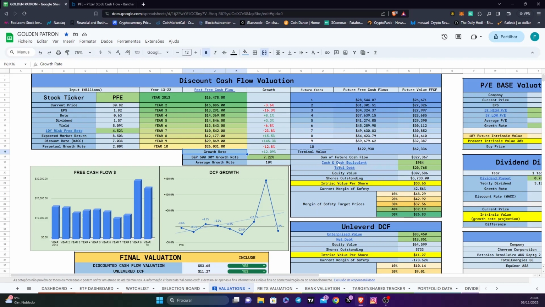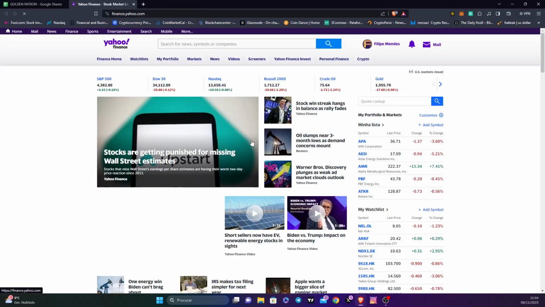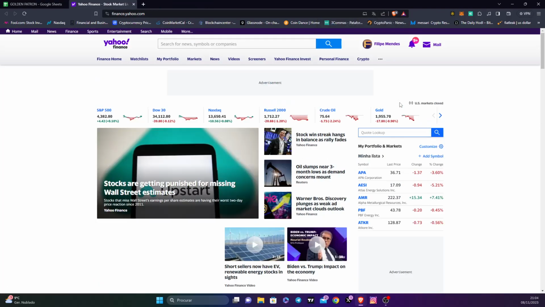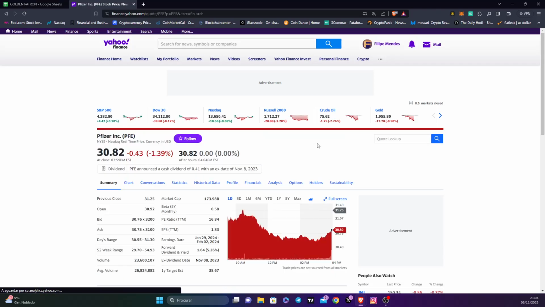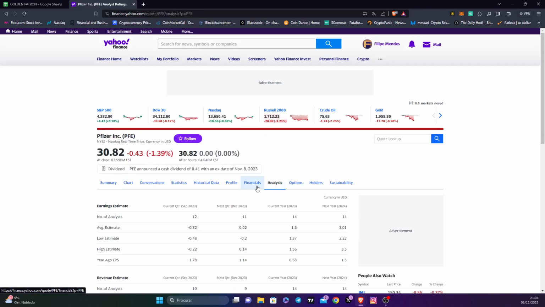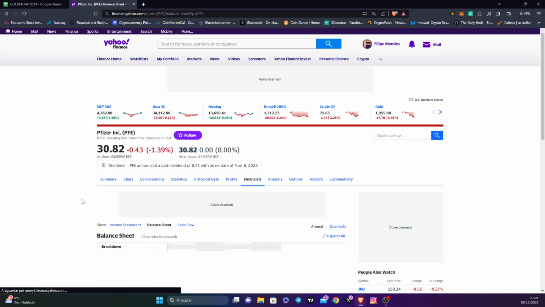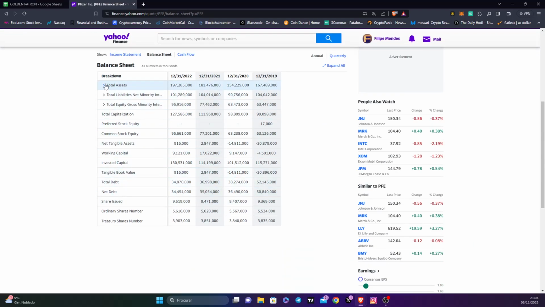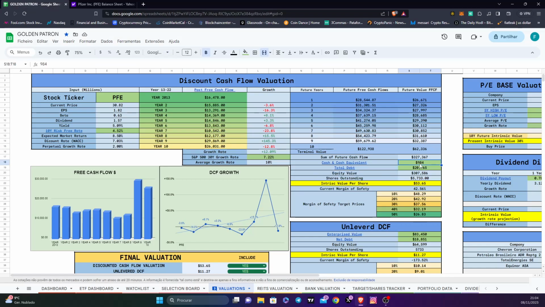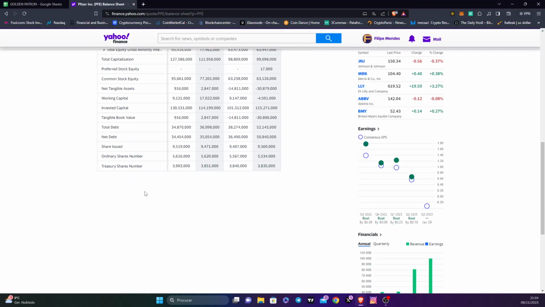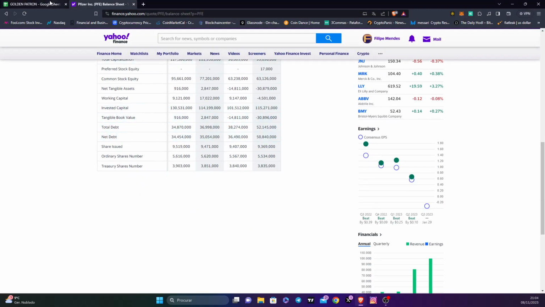What we have to do now is find the cash and cash equivalents, and we have another link right here. All we have to do is plug in Pfizer and go to financials, balance sheet, and just go right here, total assets, current assets, cash and cash equivalents. We want to use this one right here, 416. And now the total debt is down here, total debt 34,870.